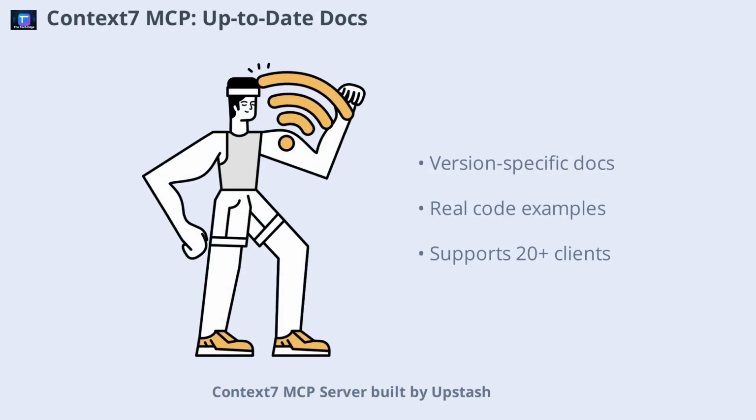Context7 MCP Server, built by Upstash, gives your AI agent access to always up-to-date, version-specific documentation pulled straight from official sources. It's not just static docs. Context7 includes working code examples, formatted for easy AI consumption. This solves a major problem. Most LLMs are stuck with outdated docs from their training data.